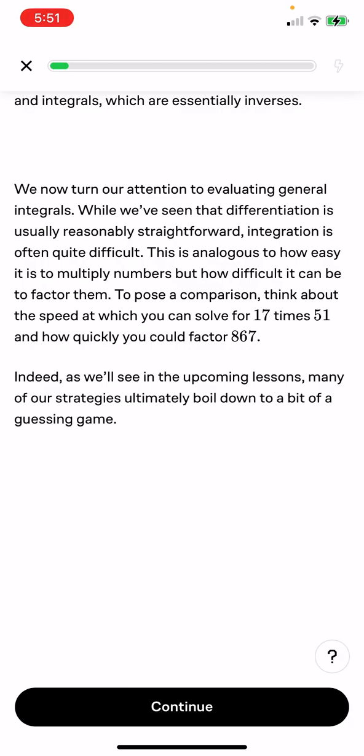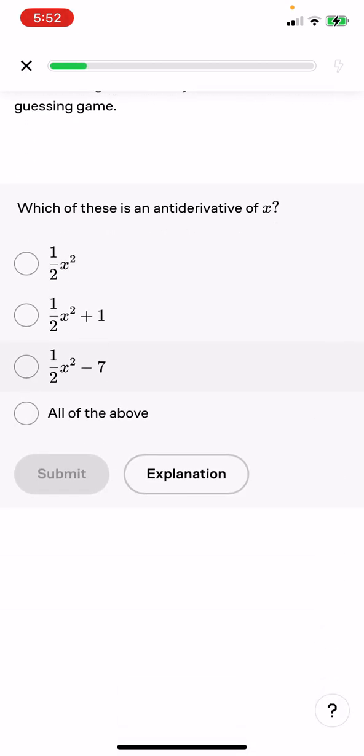This is analogous to how easy it is to multiply numbers, but how difficult it can be to factor them. To pose a comparison, think about the speed at which you can solve 17 times 51 and how quickly you can factor 867. Indeed, we'll see that in the upcoming lessons, many of our strategies ultimately boil down a bit to the guessing game. What is the antiderivative of x?